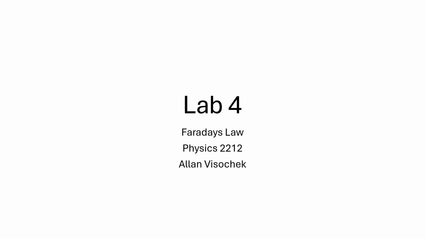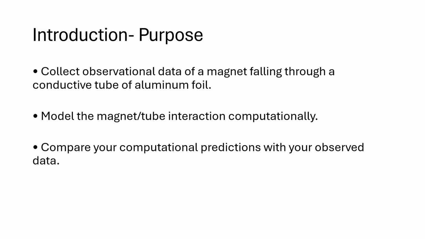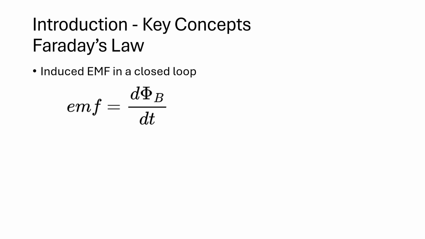This is Lab 4, Faraday's Law. The purpose of this lab is to collect observational data of a magnet falling through a conductive tube of aluminum foil, to model the magnet-tube interaction computationally, and to compare the computational predictions with the observed data from the falling magnet. The most important concept to this lab is Faraday's Law, which states that in a closed loop, the induced EMF is equal to the time derivative of the magnetic flux through that loop.